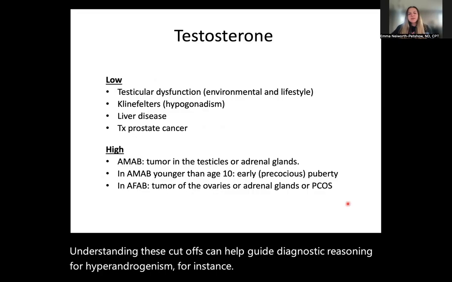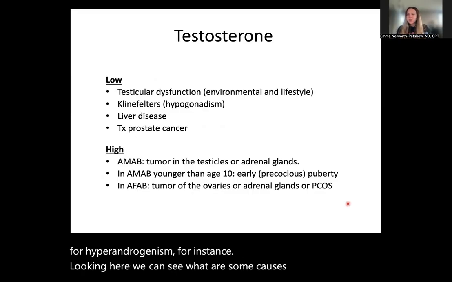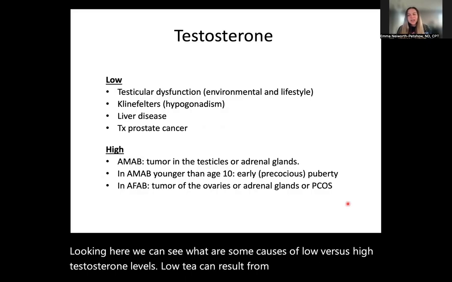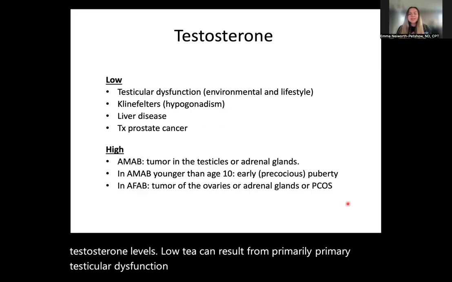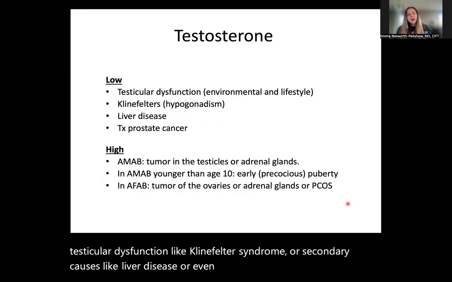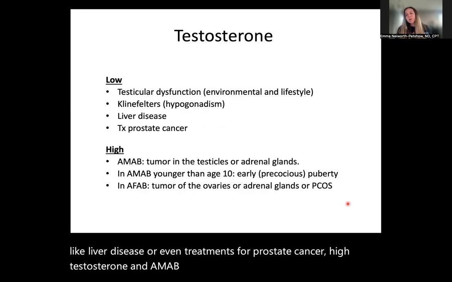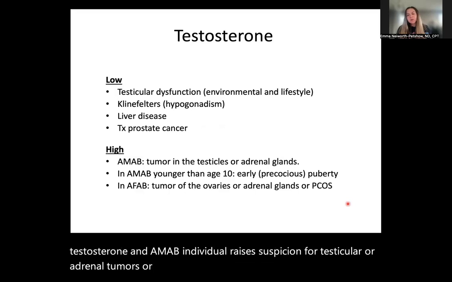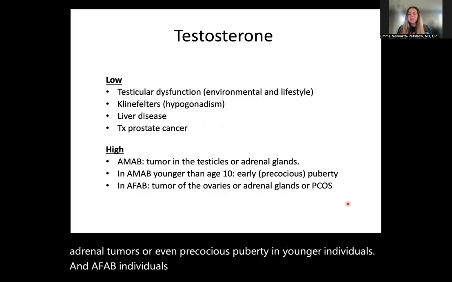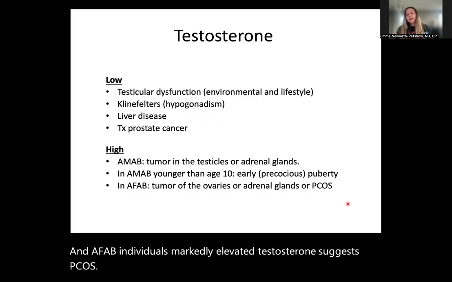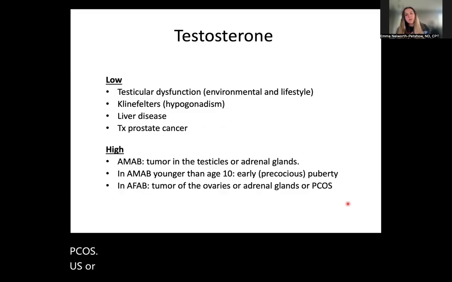Looking here, we can see what are some causes of low versus high testosterone levels. Low T can result from primary testicular dysfunction like Klinefelter syndrome, or secondary causes like liver disease, or even treatments for prostate cancer. High testosterone in an AMAB individual raises suspicion for testicular or adrenal tumors, or even precocious puberty in younger individuals. In AFAB individuals, markedly elevated testosterone suggests PCOS, or ovarian tumors, or even adrenal pathology.